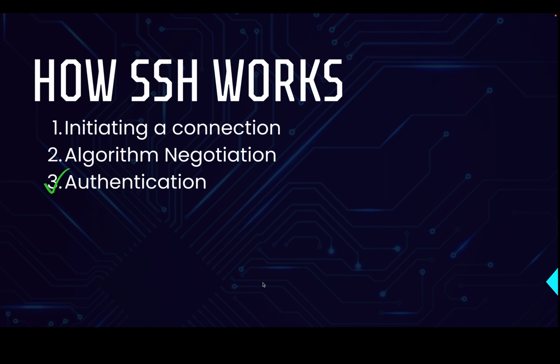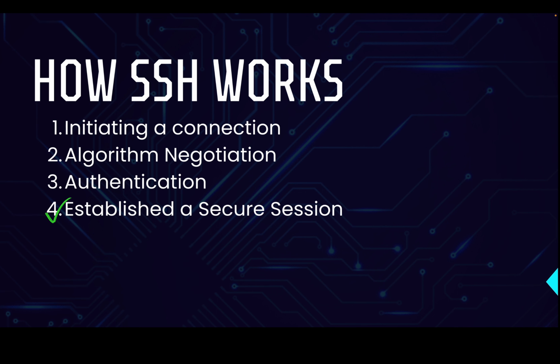In key-based authentication, the client generates a pair of keys, public and private, using ssh-keygen. The client's public key is added to the server's authorized keys file, which is located inside the home directory, .ssh, in the authorized_keys file. The server sends an encrypted challenge using the client's public key, establishing a secure session.